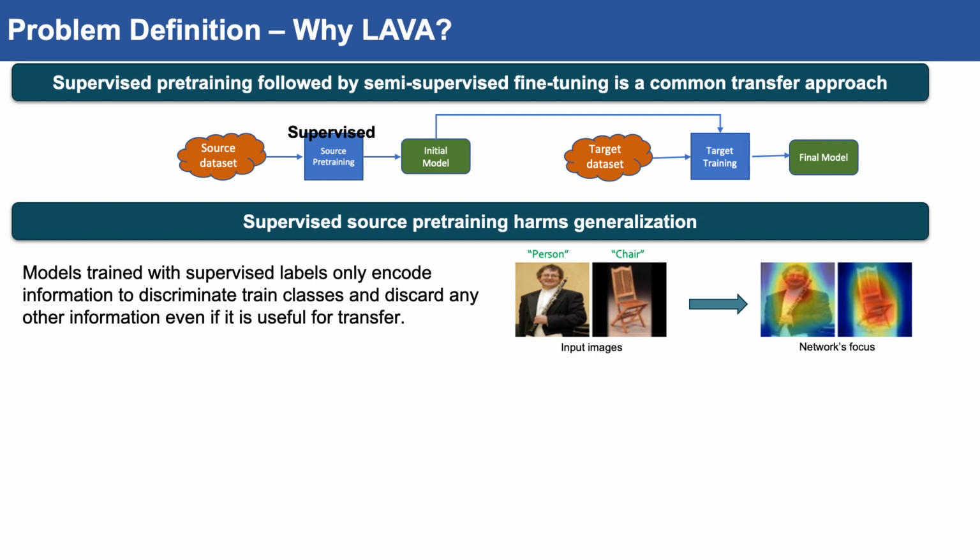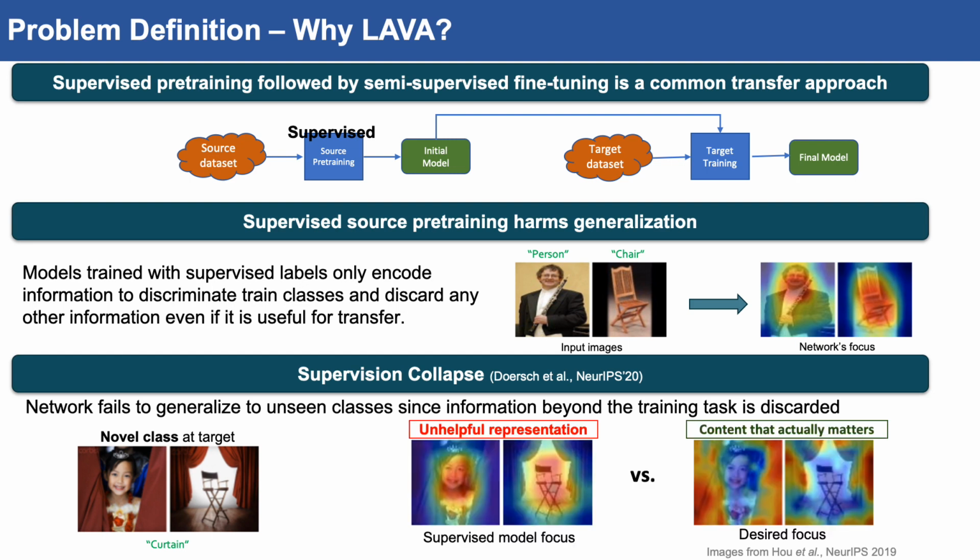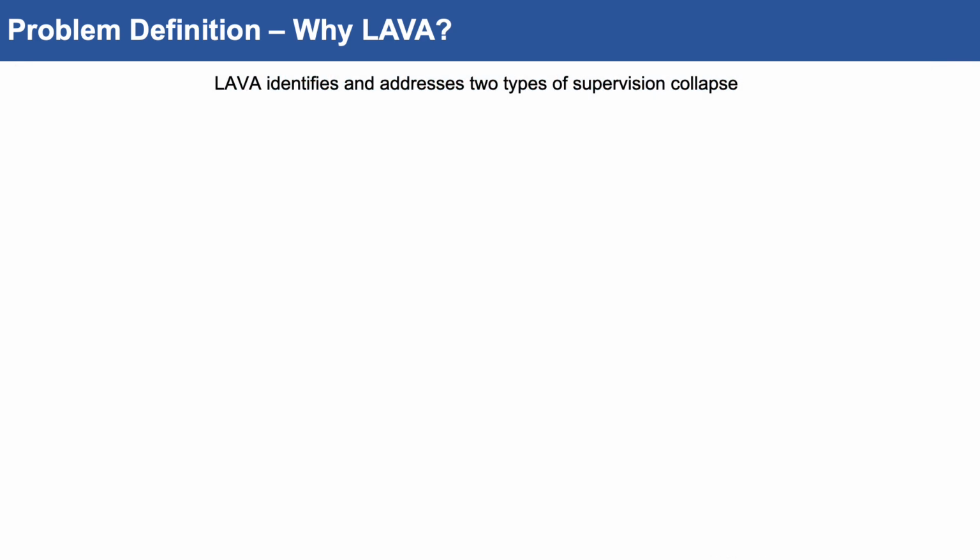However, models trained with supervised labels only encode information needed to discriminate trained classes and discard any other information even if it's useful for the transfer task. This leads to the so-called supervision collapse. To illustrate, consider the source dataset includes person and chair classes. When transferring to a novel class such as curtain, a supervised model focuses on irrelevant representations and ignores the content that actually matters. In LAVA, we highlight and address two different types of the supervision collapse.